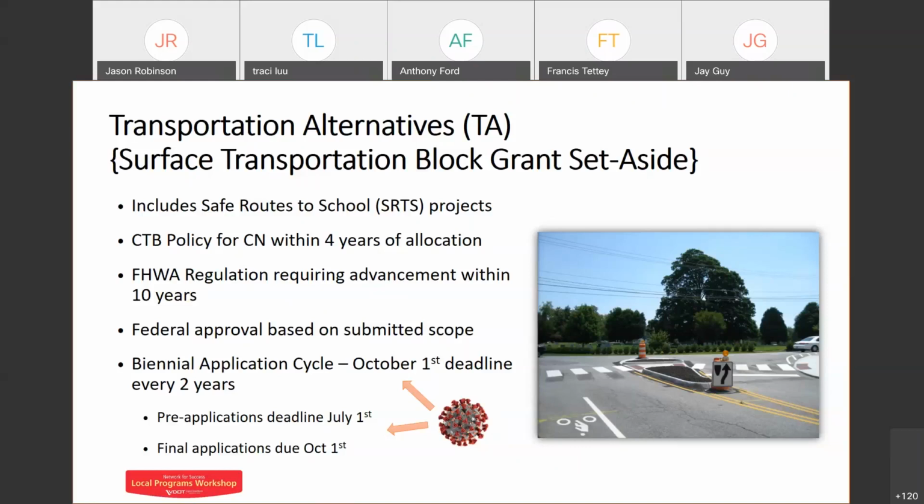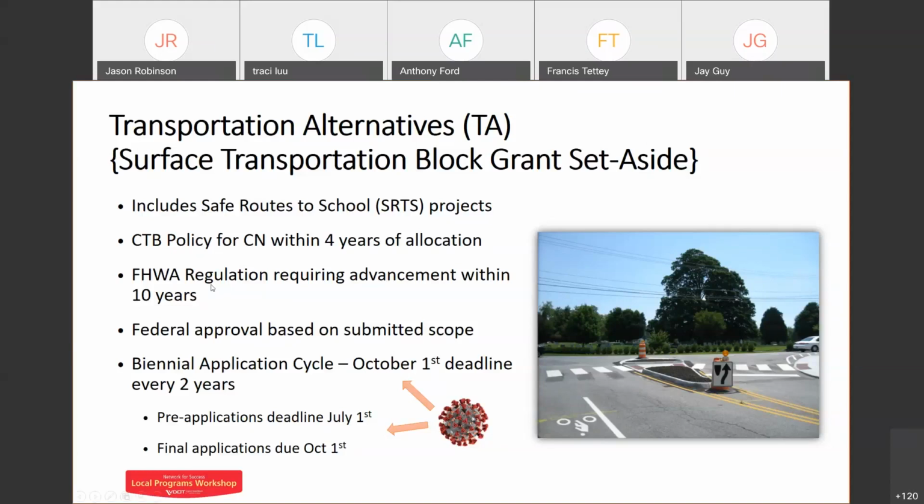A couple more takeaways from these slides is the CTB policy is that these projects should go to construction within 4 years of allocation. I know sometimes there are some difficulties behind that, but the enforcement of that rule really allows us to keep the funds moving on projects that are moving forward. And so if you have a project that is not quite ready for construction within that period, it's probably not time to pursue TA funding. But again, your district staff can help you with those details.